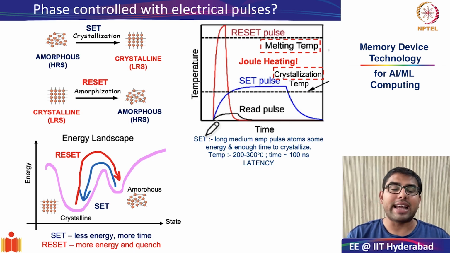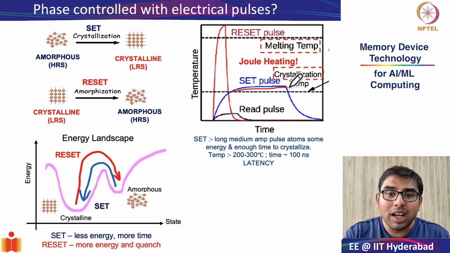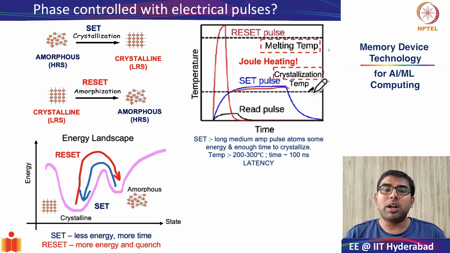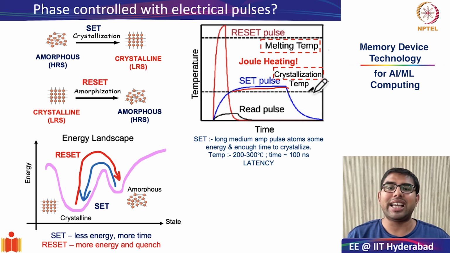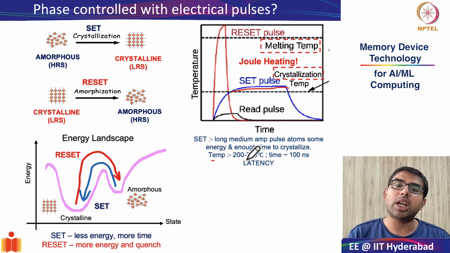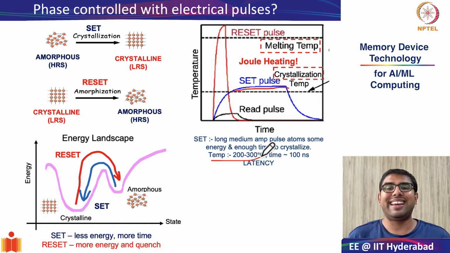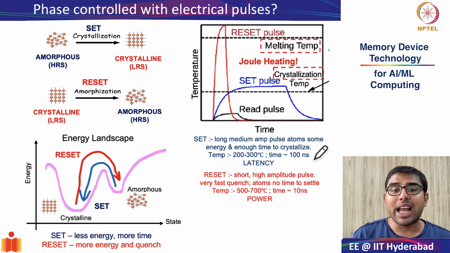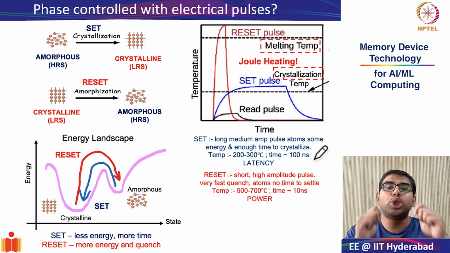So as you can see from this diagram, the set pulse requires you to apply a very long pulse with medium amplitude. What should be the criteria for applying the set pulse? It should be just enough to take the material's temperature to just above crystallization temperature and wait for a longer duration so that the amorphous phase becomes crystalline phase. So generally this temperature is in the order of 200 to 300 degrees Celsius with the time of roughly 100 nanoseconds.